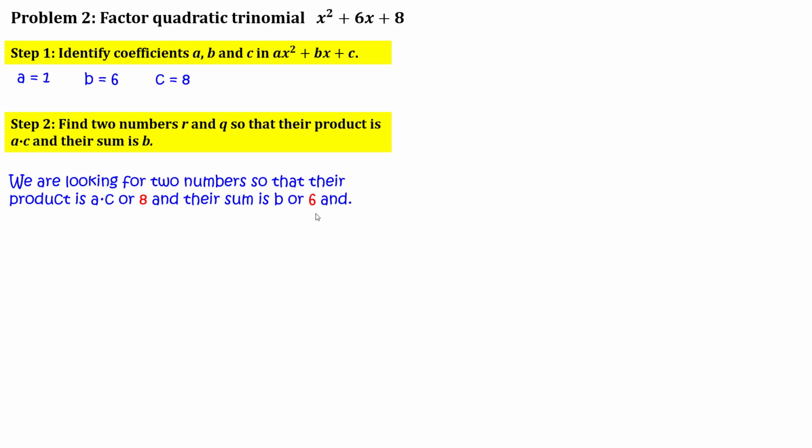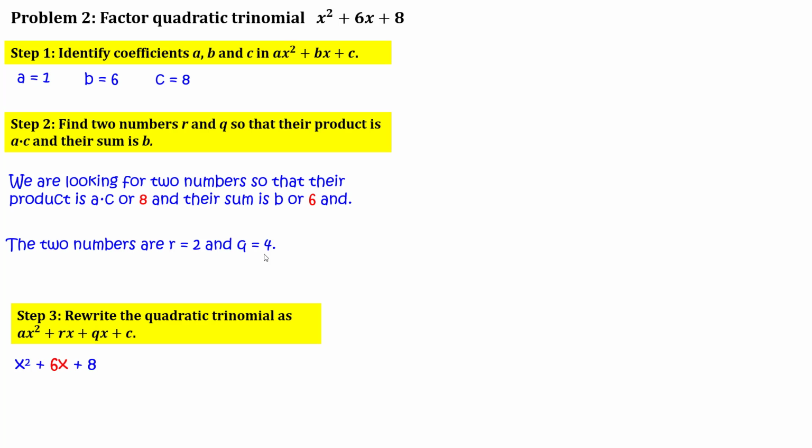Okay, so I'm not going to do the check and trial and error, but you can do that on your own. If you think about two numbers that multiply to 8 and add up to 6, they are 2 and 4. So r is 2, q is 4. Okay, so that's step 2.